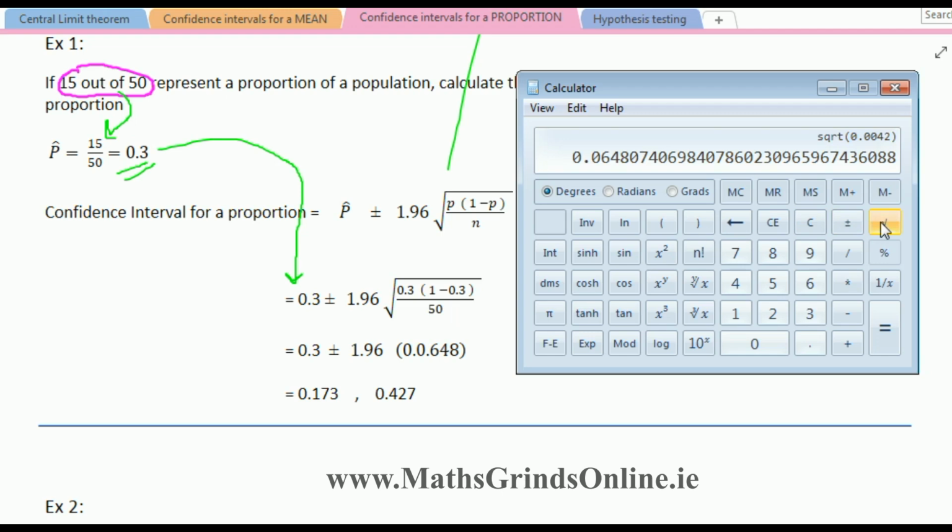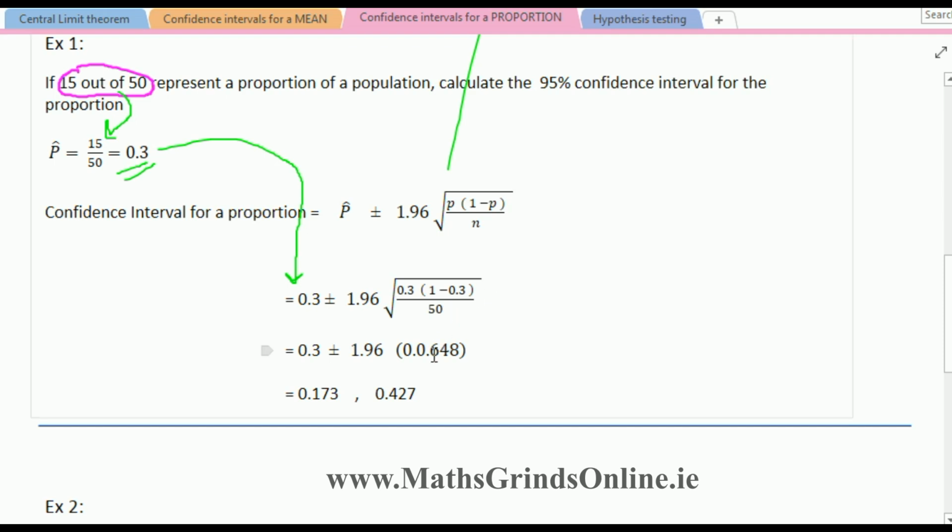0.0042. Get the square root of that: 0.0648. You see me doing that there? 0.0648. Multiplying that by 1.96, and then we are either adding or taking away. As you see here, you add one side and take away the other side, and that will give us, remember, this is a 95% confidence interval, so it's an interval between 0.173, the lower limit, and the upper limit 0.427.